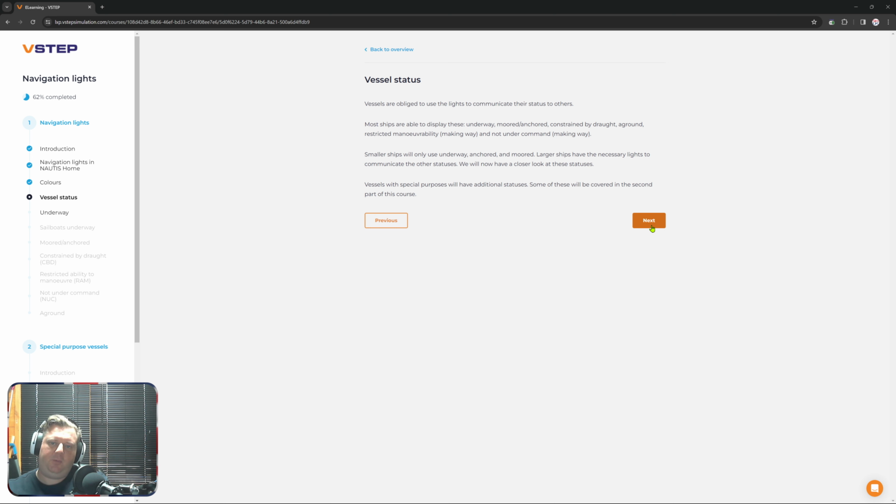Most ships are able to display these: underway, moored or anchored, constrained by draft, aground, restricted maneuverability, making way, and not under command, making way. Smaller ships will only use underway, anchored and moored. Larger ships have the necessary lights to communicate the other statuses. We will now have a closer look at these statuses. Vessels with the special purpose will have additional statuses. Some of these will be covered in the second part of this course.